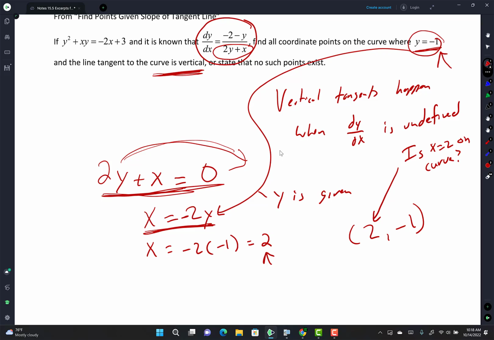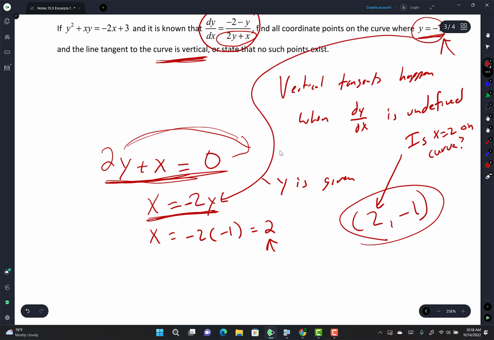But now, so there it is. So are we clear up to now? Now I got to make sure, okay, does this curve even have a point at 2, negative 1? Does it even have a point at 2, negative 1? Does that make sense to you? So I got to plug this into the original, and if I get a true statement, it's on the curve. If I get a false statement, then it's not on the curve. Does that make sense?